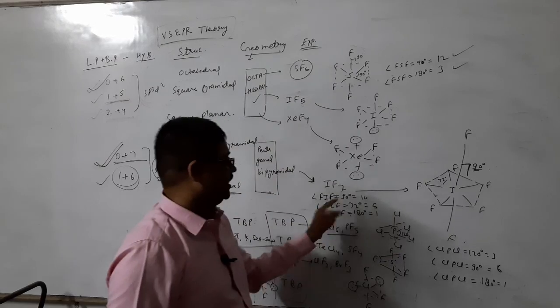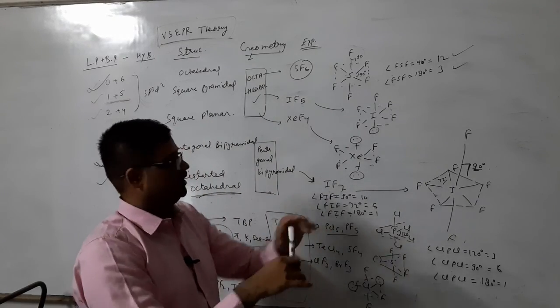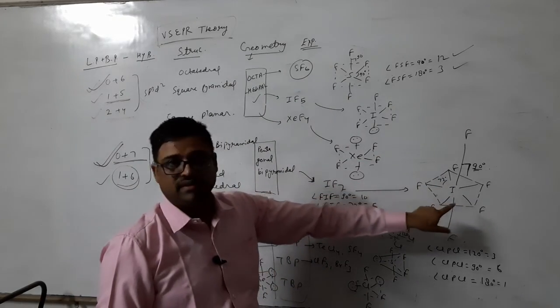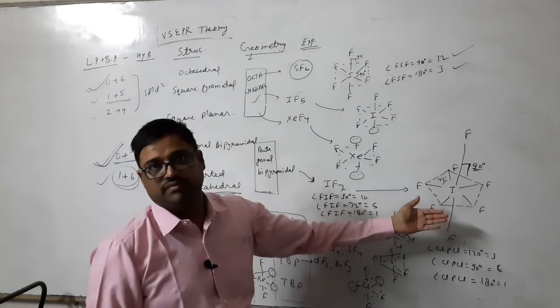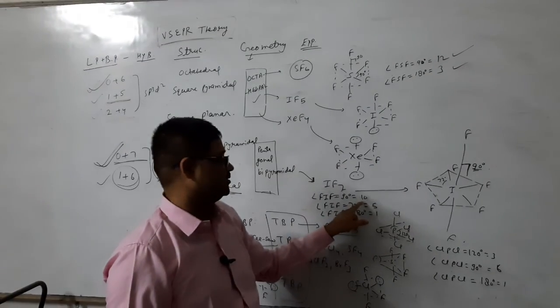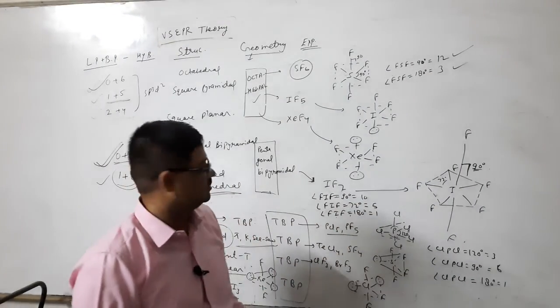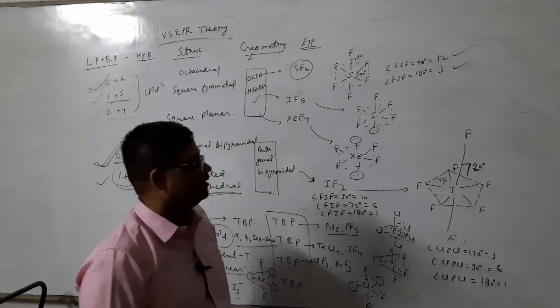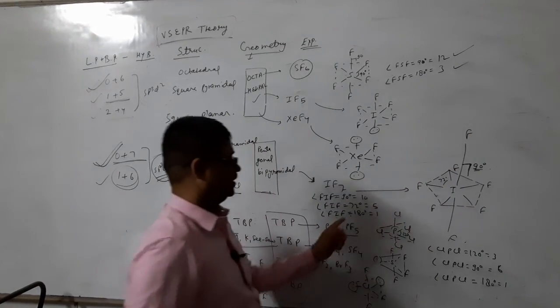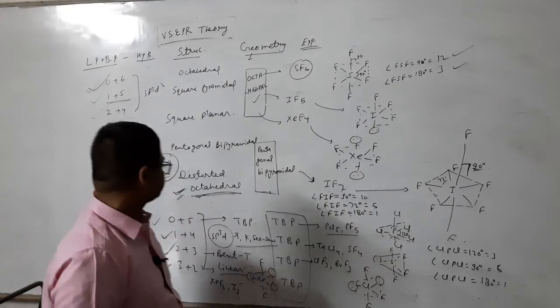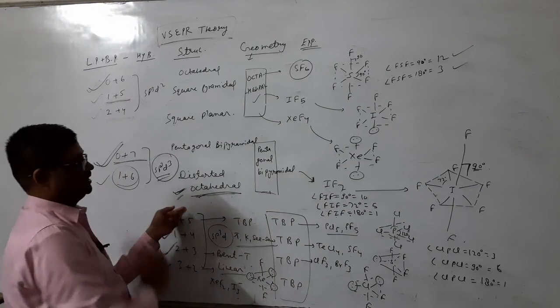Clear? What about 90 degrees? The above fluorine makes 90 degrees with these 5, similarly the downward fluorine. So 5 plus 5, 10. So there are 10 angles of 90 degrees. Clear? 180 degrees, this is the only 180 degree angle. Clear? Now the 1 plus 6 case.